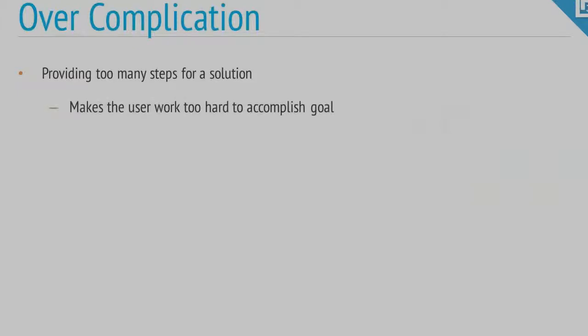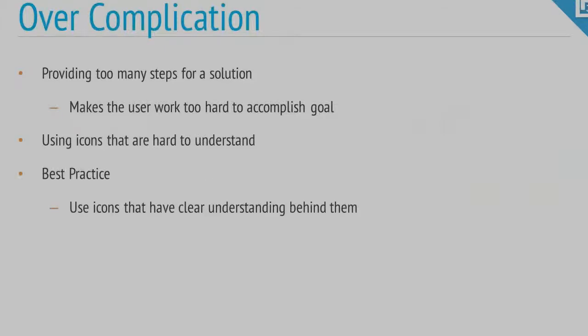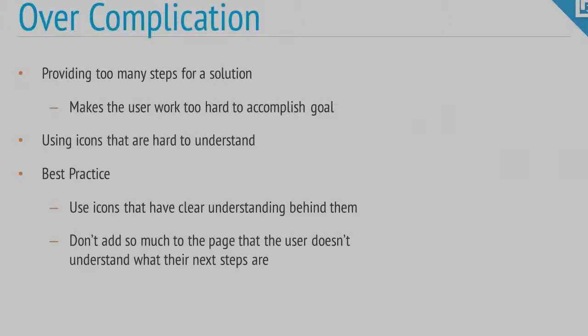Overcomplicating is just when you're providing too many steps to get to a solution, making the user work too hard to accomplish their goal. And even in something as simple as an icon design, overcomplicating the icons, making them more complicated than they have to be. So a best practice would be to use icons that have a clear understanding behind them and not to add as much to the page, so that the user understands what their next steps are, and just really make things as simple as they could be in order to not confuse the user.